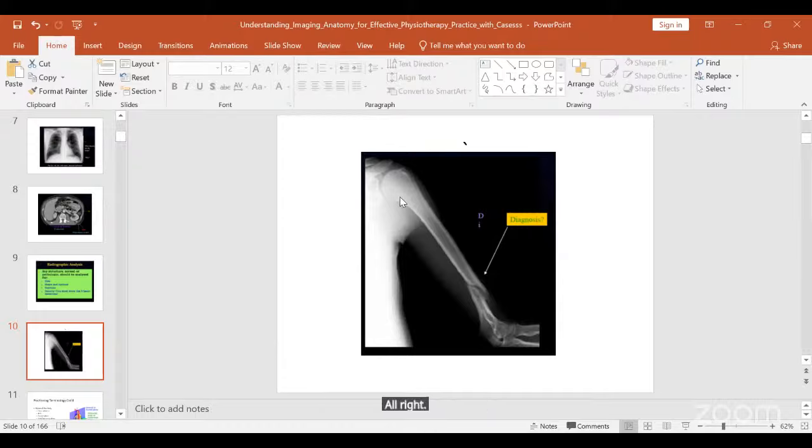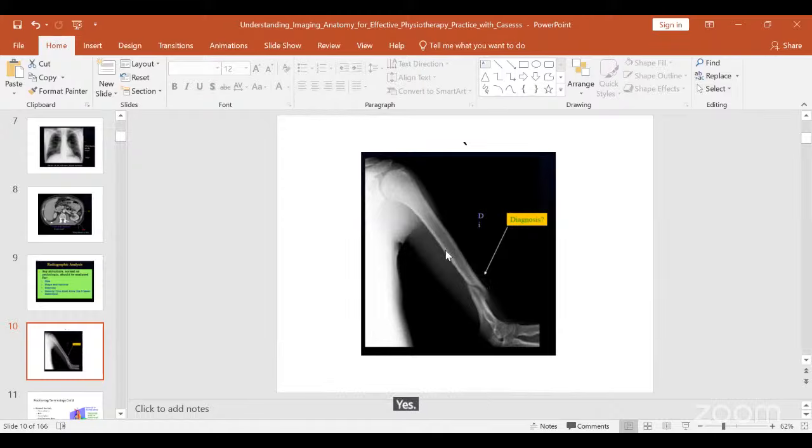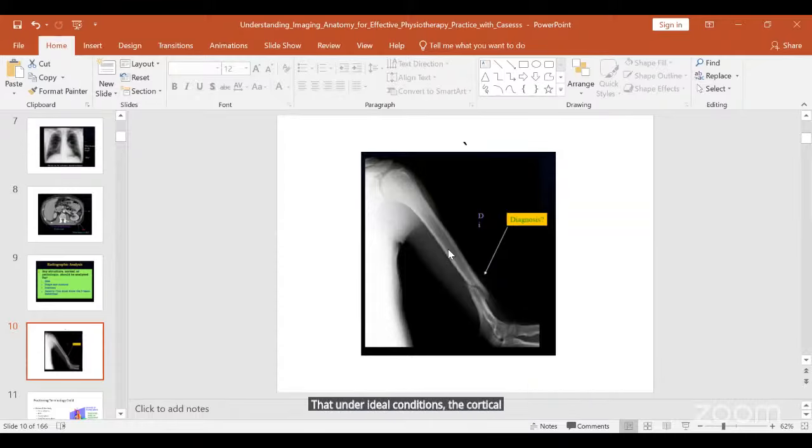All right, what we normally do is, we know that anatomically there's a cortex, that's the cortical part of the bone. Inside is the medullary part, isn't it? The cortex is thicker than the medullary part, and that's why you can see the cortex is whiter than the medullary part of the bones. Can you appreciate that? Yes. That was why I said we have to see the proximal and distal joints. We expect that under ideal conditions, the cortical part of this bone should be continuous from the proximal joint to the distal joint. That is number one.